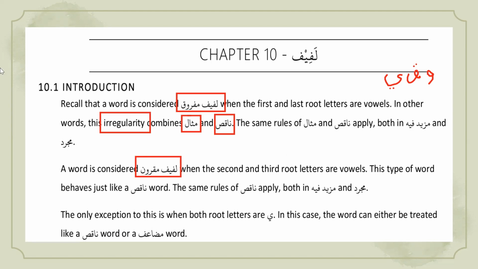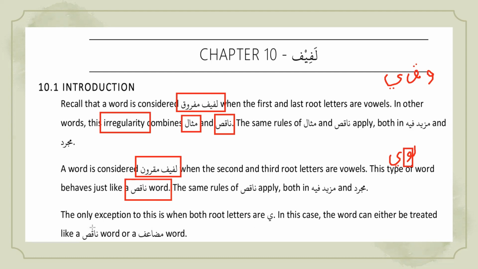Lafif maqroon, like we just saw the example lawa. Over here, the middle letter is a weak letter and the last letter is a weak letter. Over here, most of the changes that we see are from naqis, and we don't see any from ajwaf. Though the middle letter is a weak letter, the ajwaf kind of changes we don't see in lafif maqroon. So just the changes of naqis words.